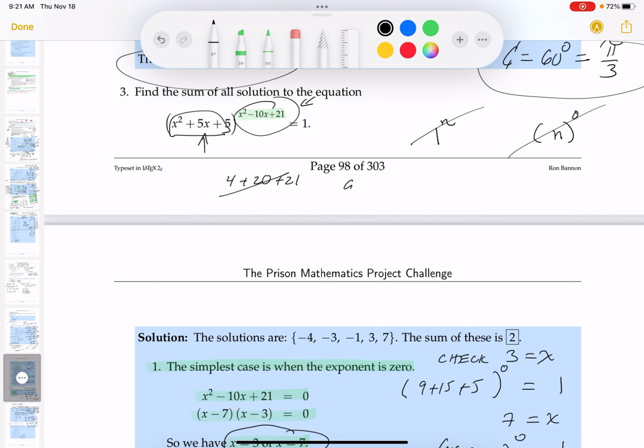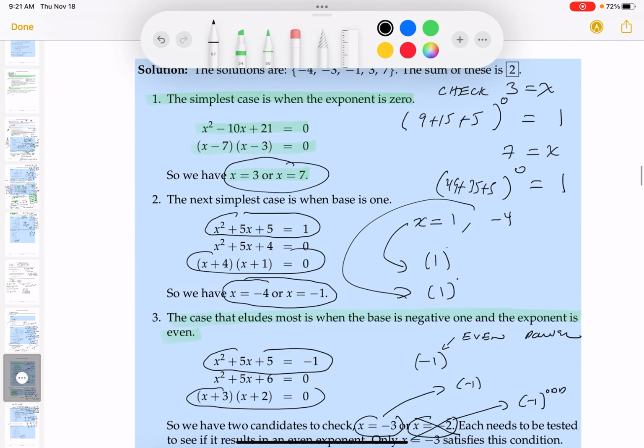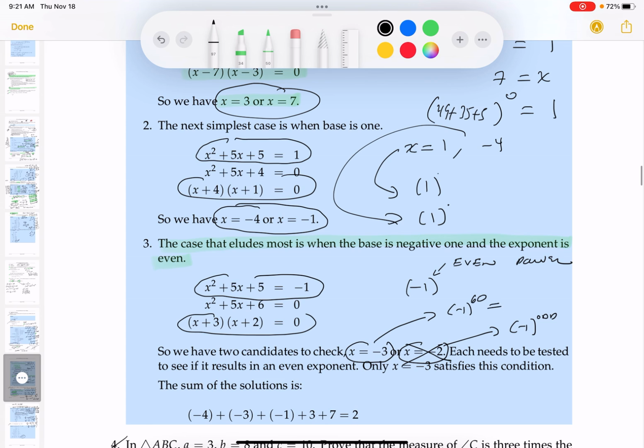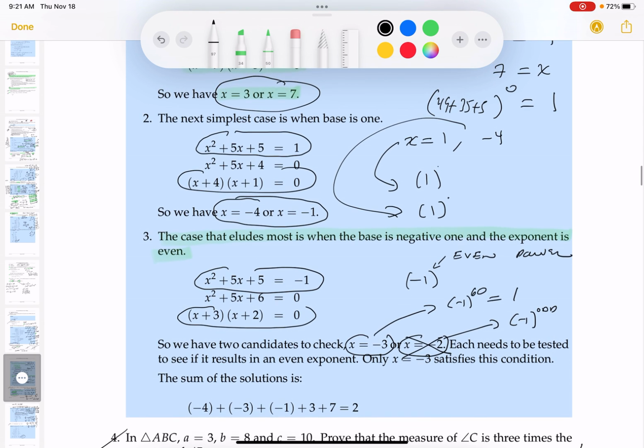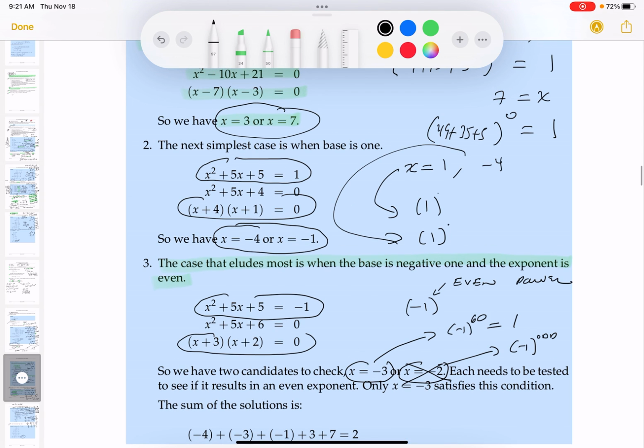So what'd you get? 9 plus, I'm trying minus 3, right? 30 plus 21. What does that give you? Well, that gives you 39, 40, 60. That's an even number. So what's it going to give you? That's going to give you plus 1. All right? So I found another solution. So let's list all the solutions that we have. And I'll list them down for you. We found 3. We found 7. They're up here. We found minus 4 and minus 1. And we just found minus 3. They're the 4 solutions.